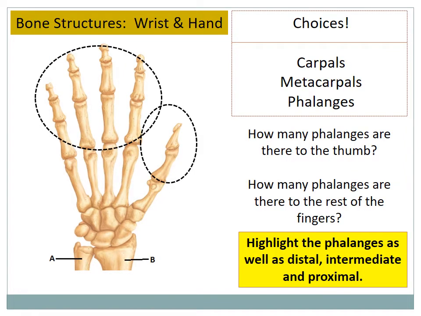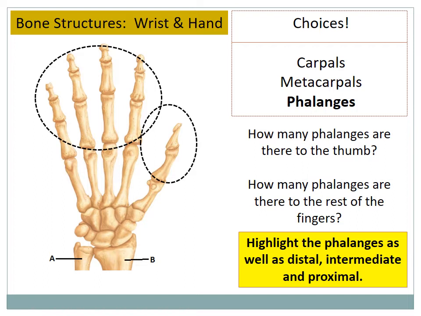And then these are the phalanges. So the phalanges, sometimes you'll hear me refer to them as phalangers. That is incorrect. They are phalanges. So just ignore me. So phalanges are the names of our fingers. Okay, so those are our actual fingers. Looking at the thumb, how many phalanges do we have to the thumb? Yeah, we have 2 in the thumb. And how many phalanges do we have to the rest of the fingers?